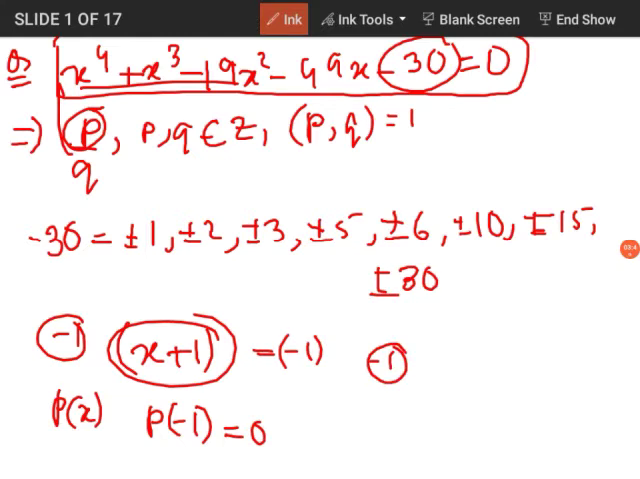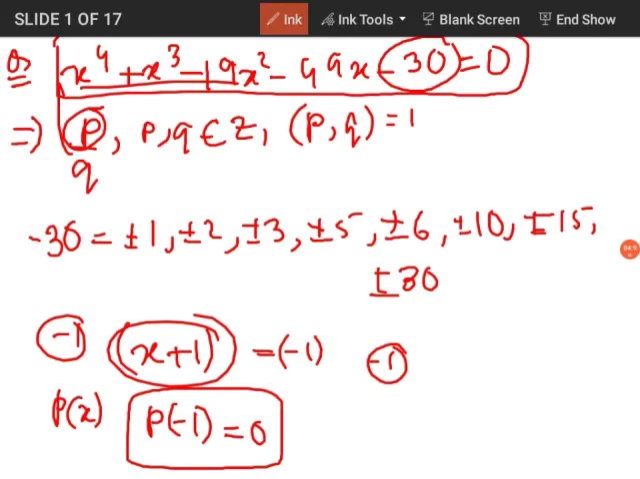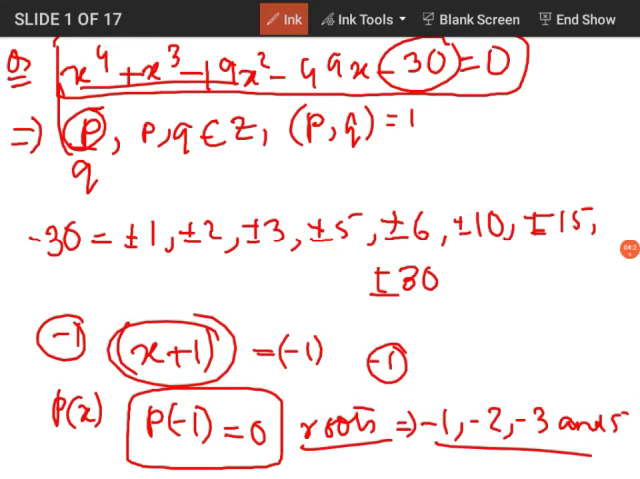So what you have to do basically is use the rational root theorem, find all the divisors, and then check for all the divisors whether they satisfy this equation. To check, you can use the concept I taught you, how to find the value of a polynomial at different values of x. Now let me tell you the roots. If you check, the roots will be minus 1, minus 2, minus 3 and 5. These are the roots of this equation.